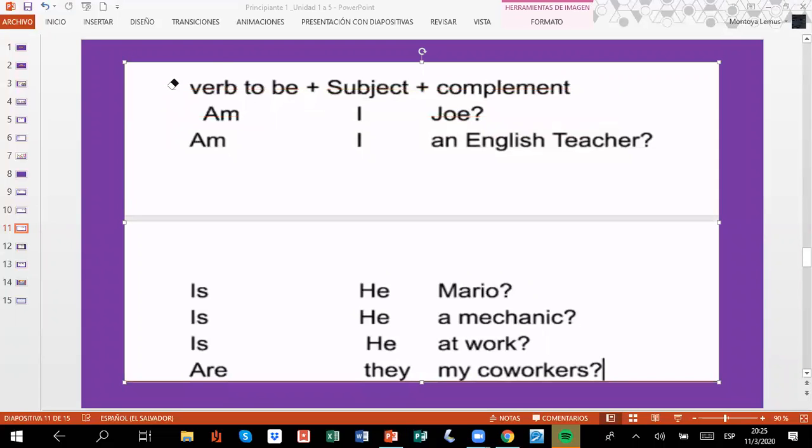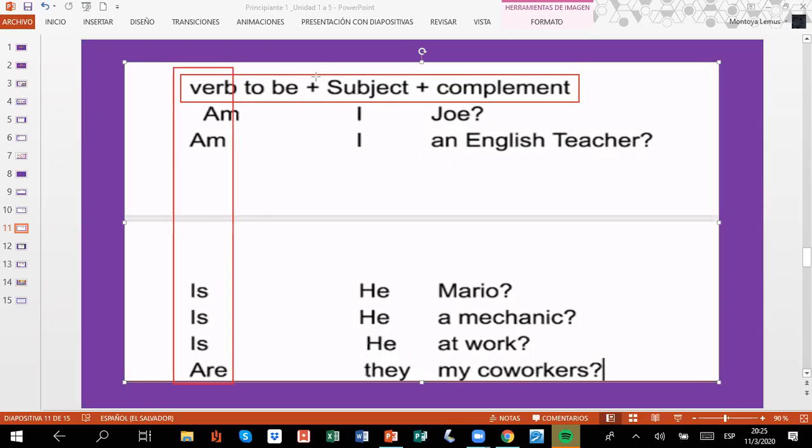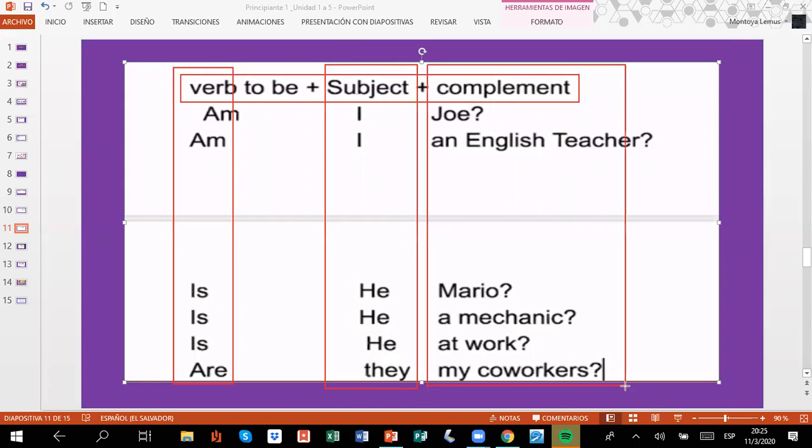La estructura es esta, ¿no? Verb to be, subject and complement. ¿Verdad? Acá tenemos verb to be, subject and complement. Prácticamente lo que hicimos fue invertir el sujeto con el verbo de las oraciones afirmativas para hacerlo pregunta.